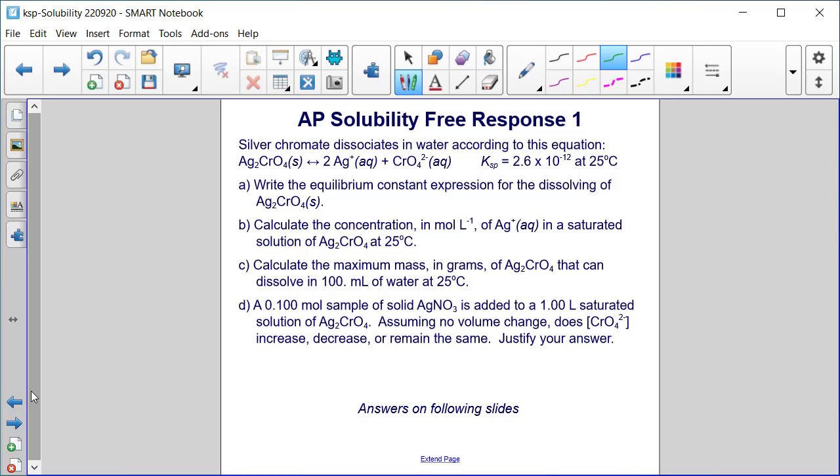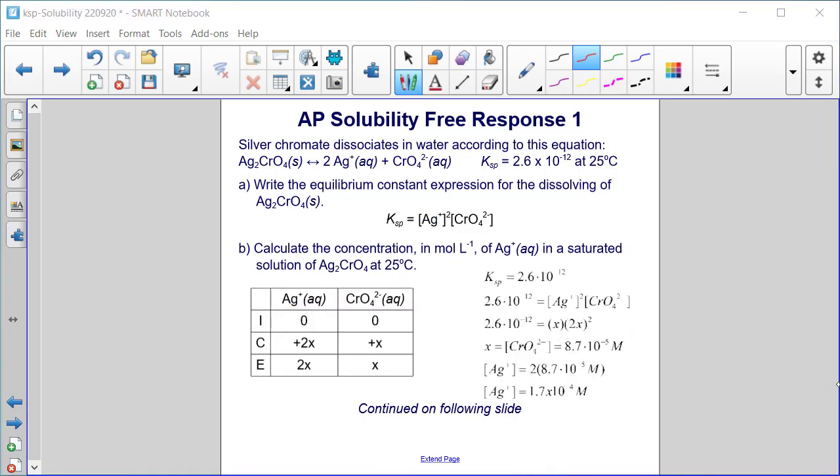A 0.1 mole sample of solid silver nitrate is added to a 1 liter saturated solution of silver chromate. Assuming no volume change, does chromate concentration increase, decrease, or remain the same? Justify your answer. Part A, write the equilibrium constant expression for the dissolving of silver chromate. So Ksp is the silver ion concentration squared, with 2 here, multiplied by the chromate ion concentration.